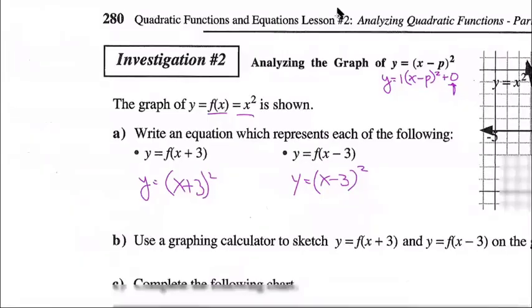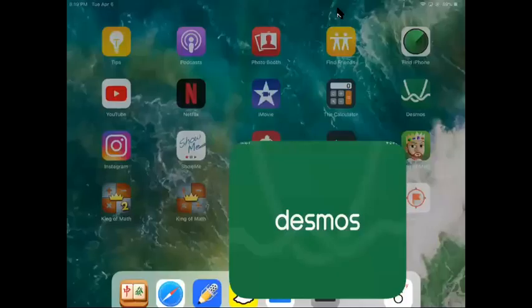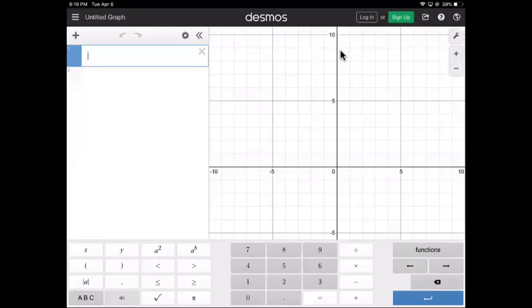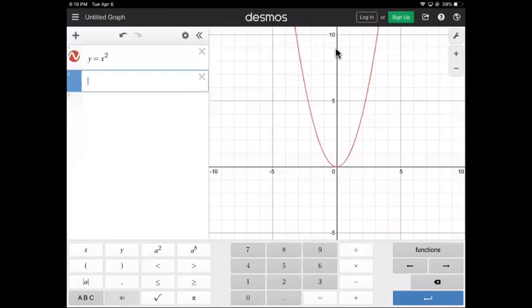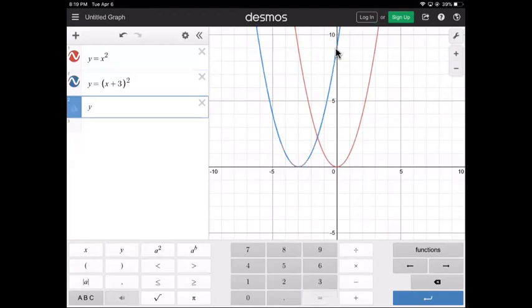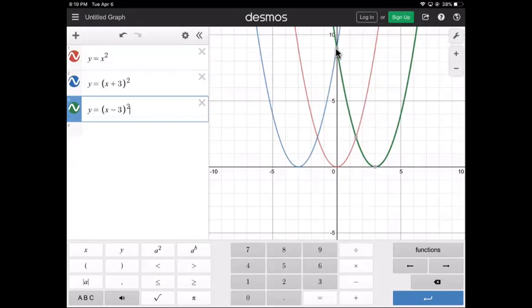And we're going to do the same thing. We're going to put these into Desmos and see how it affects our graph. So here we are again, y equals x squared. And then we have y equals (x plus 3) squared. Ooh, what happened? It moved left 3 spaces. That's a positive 3. And then our third one, y equals (x minus 3) squared. Look, the minus 3 one moved right 3 spaces.